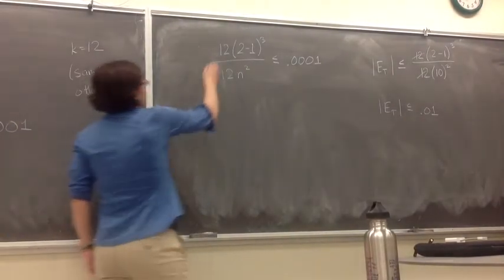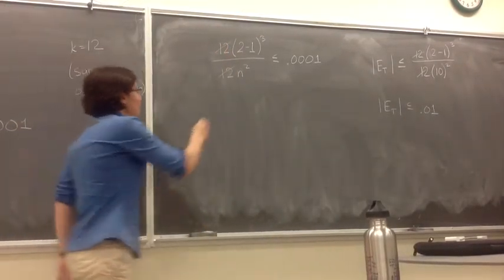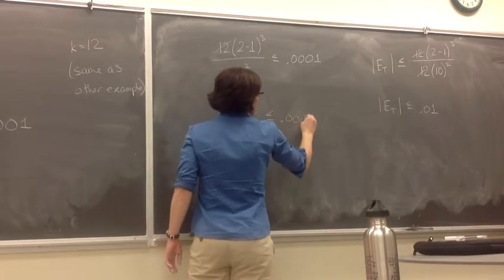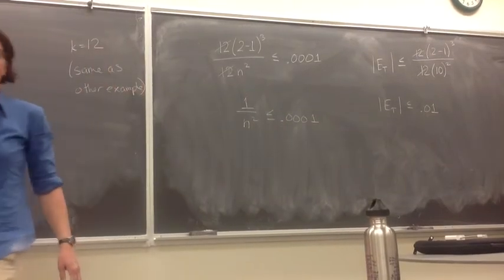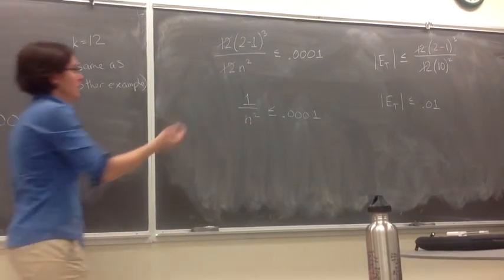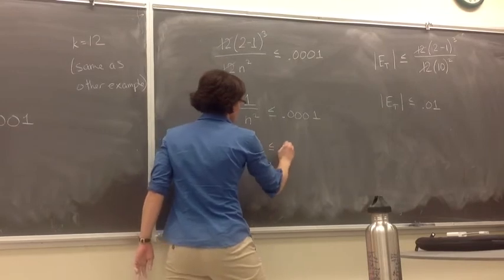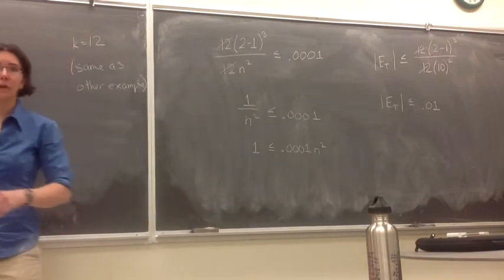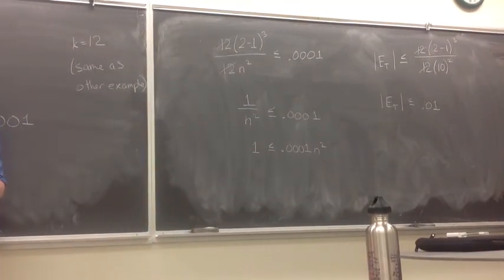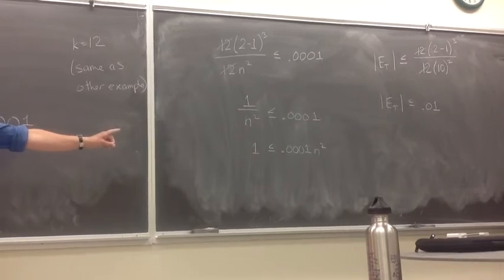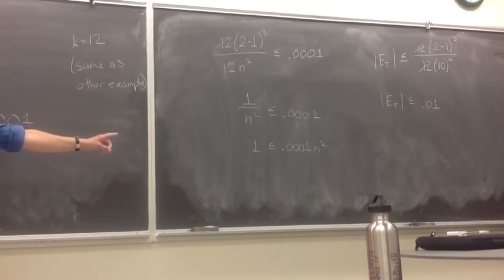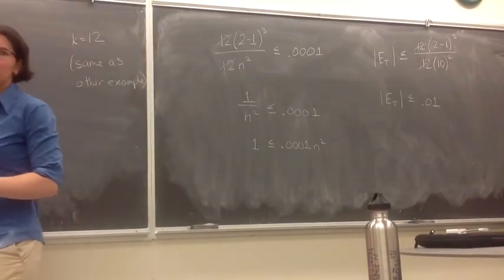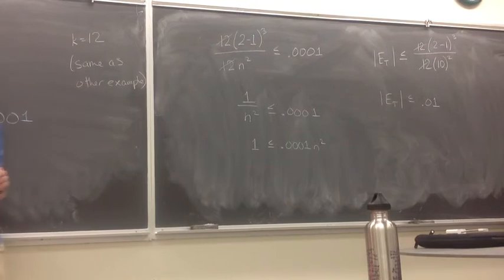So the first thing I can do is cancel these 12s. I have on this left side 1 over n squared is less than or equal to 0.0001. My goal is to solve for n, so I can multiply both sides by n squared. So I have 1 is less than or equal to 0.0001 n squared. Now, before I go any further, a comment on algebra here. When I'm working with inequalities and I'm multiplying, what do I have to be careful about? Negative number. Yeah, I have to worry about multiplying by a negative number.